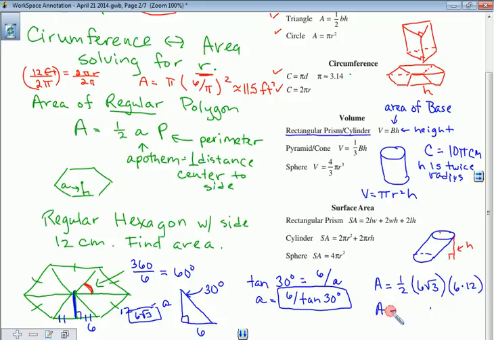So the exact area would be 216 root 3 centimeters squared, right? Because half of 12 is 6, and 6 cubed is 216 root 3.